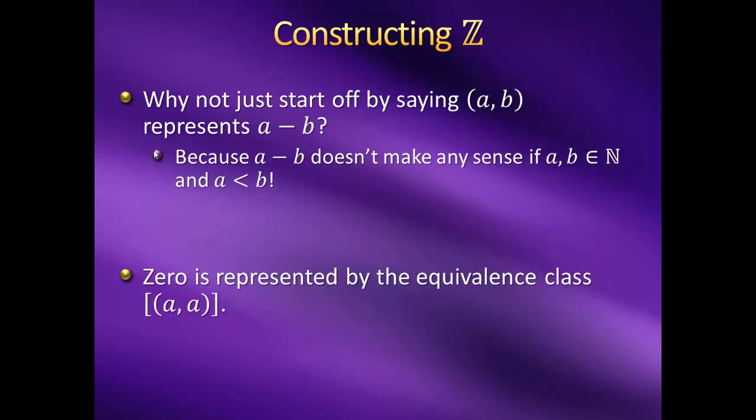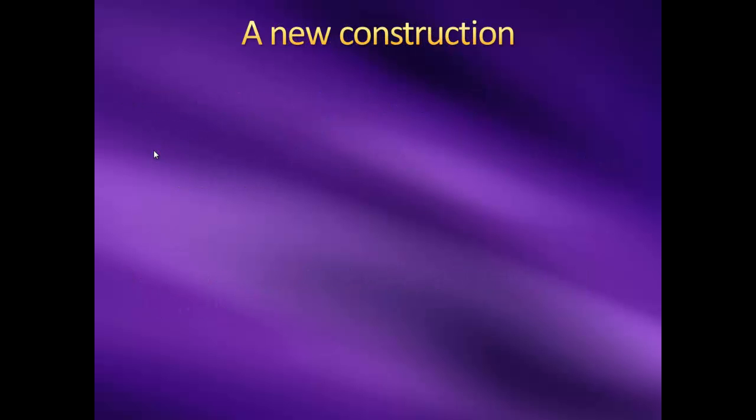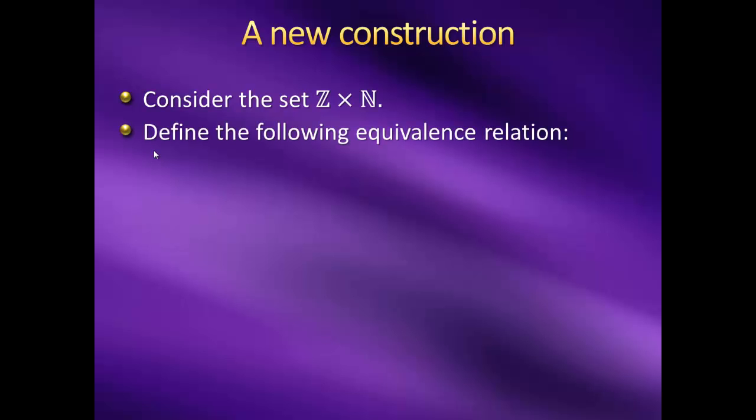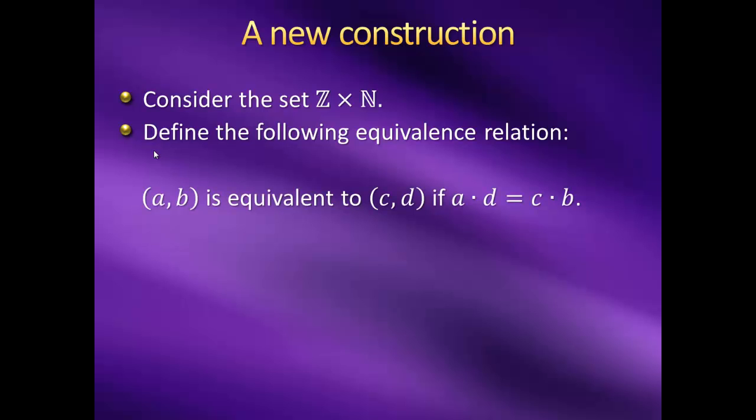Well, with the integers in our arsenal, we can construct another new number system, again using ordered pairs. See if you can figure out what we're constructing this time. This time, we'll be getting our ordered pairs from Z times N. The first number in each pair is an integer, and the second is a natural number. Again, we're going to establish an equivalence relation on this set. This time, we're going to say that (A,B) is equivalent to (C,D) if A times D equals C times B.